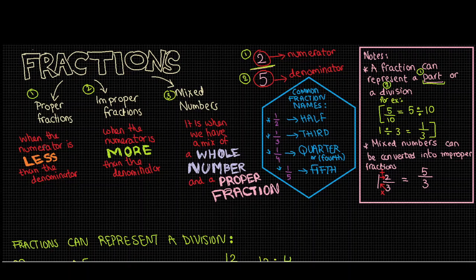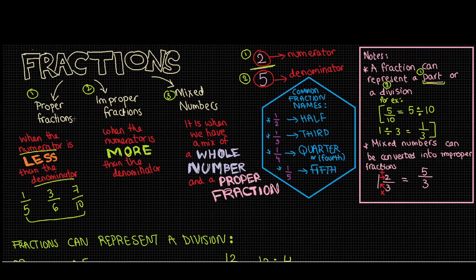Proper fractions are fractions where the numerator, which is the top number, is less than the denominator, which is the bottom number. Examples would be 1 over 5, 3 over 6, 7 over 10. All of these are proper fractions because the numerator, the top number, is less than the denominators, which are the bottom numbers. Improper fractions are the opposite.